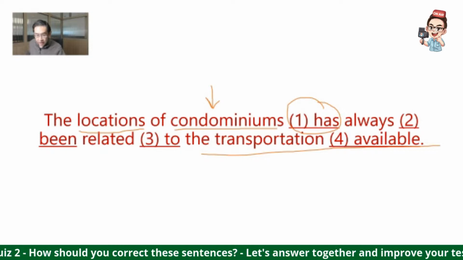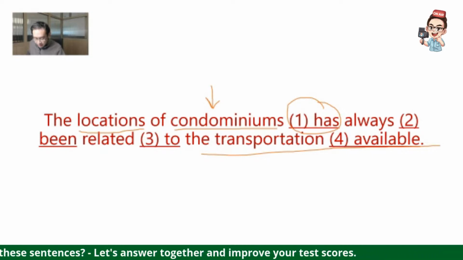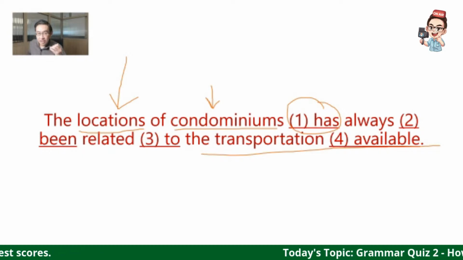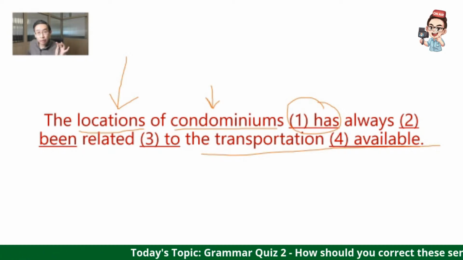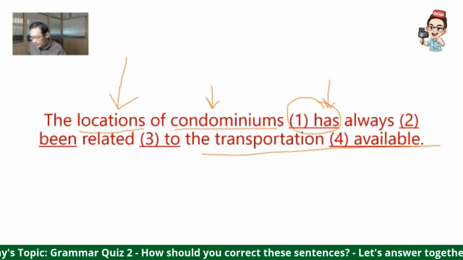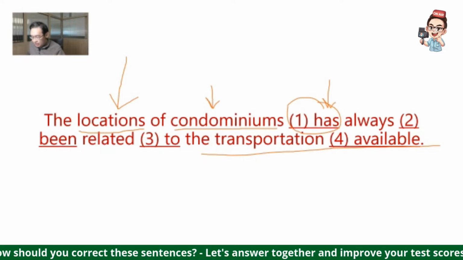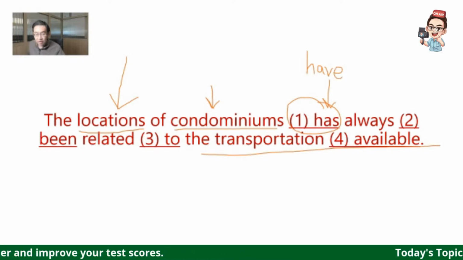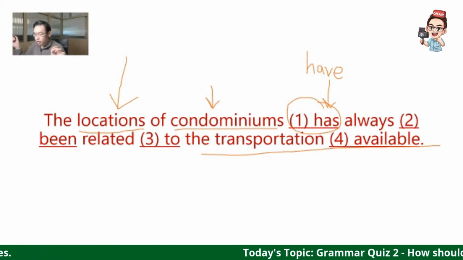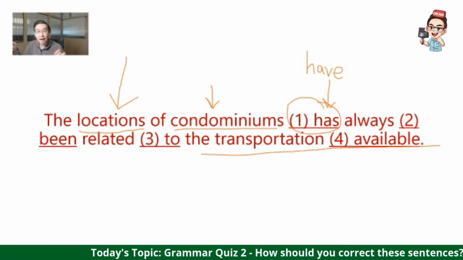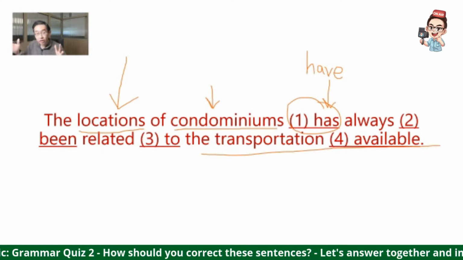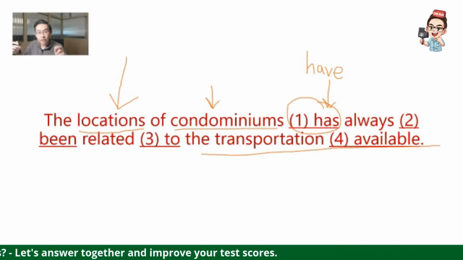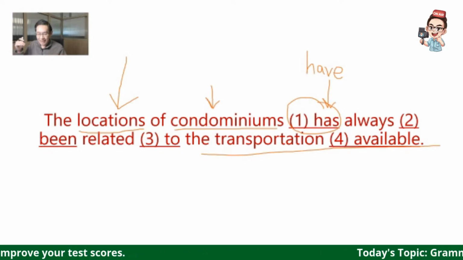Why? Because here the subject of the sentence is locations, okay? We are talking about many locations. The subject is a plural, so we need a plural verb as well, and has is a singular verb. So instead of saying has, we need to use have, okay, for this sentence to be correct. Okay, so the correct answer is the locations of condominiums have always been related to the transportation available. So the place where you can find condominiums or high-rise residential buildings are places which there are lots of transportation or transport options. Okay, now let's move on to number two.